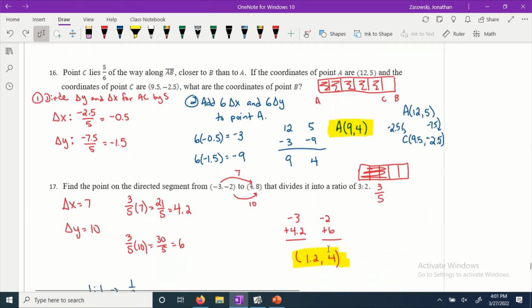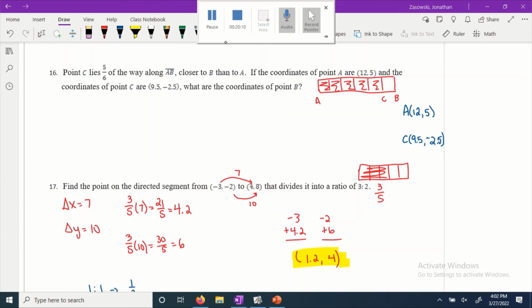Number 16, this one gets a little bit tricky. So let's take a look at this one first. For 16, we are essentially doing 5/6 of the way. So point C is 5/6 of the way along AB. If you consider cutting AB into 6 equal parts, point C is going to go at 5/6 of the way up the line. So in order to figure out where point B is, because we know the points A and C, we want to figure out how much distance is covered by one of these squares. And then if we multiply it by 6, we'll know where B is.